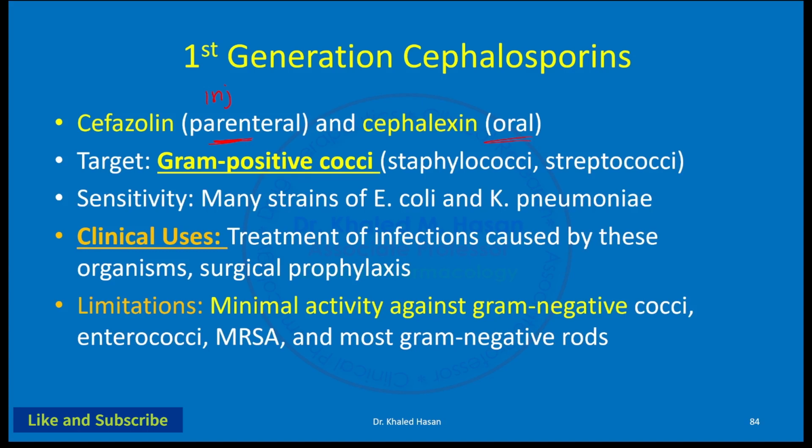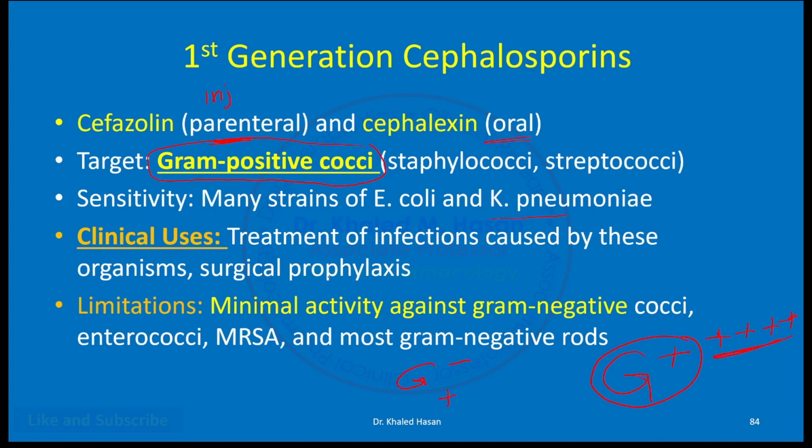This medication covers gram-positive cocci, some E. coli, and some Klebsiella pneumoniae. As you can see here, we need you to focus on this one. First generation mainly covers gram-positive. So how many plus? If you type for this one, I will type 4 plus. So for first generation, 4 plus for gram-positive. If you speak about gram-negative, I will type here 1 plus.